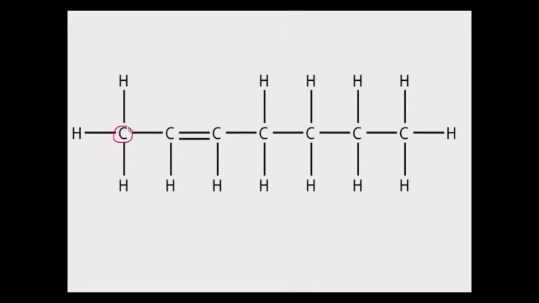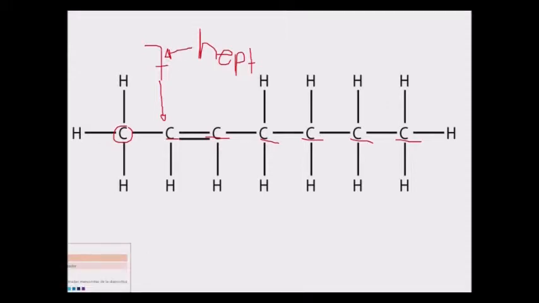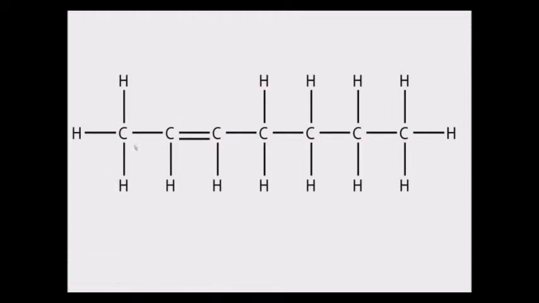The first thing we have to do is to count the carbons. In this example, there are 7 carbons, so we know that we are going to use hept, because hept means 7. How do we know that this is an alkene? Because of the double bond, which is this one that I'm going to color. To start counting the carbons, you have to start from the closest double bond. I mean, like 1, 2, 3, 4, 5, 6, and 7.